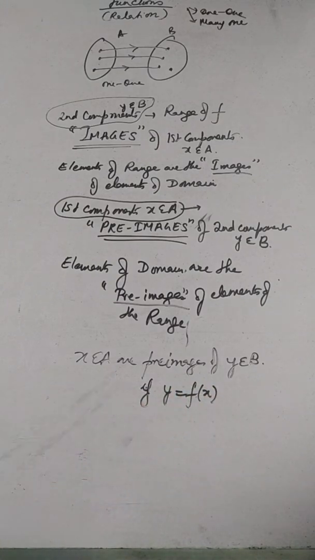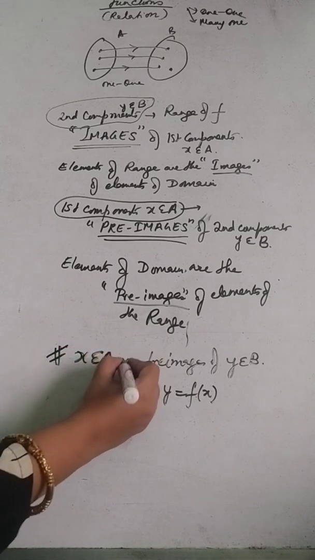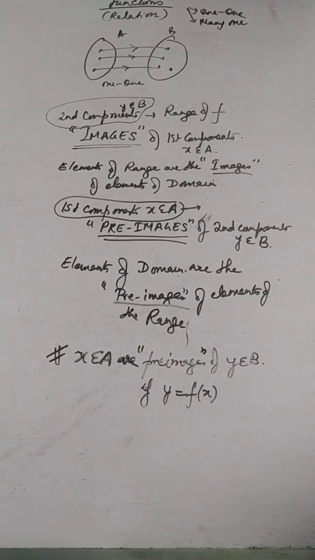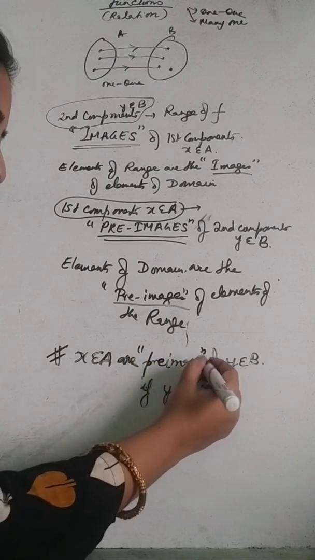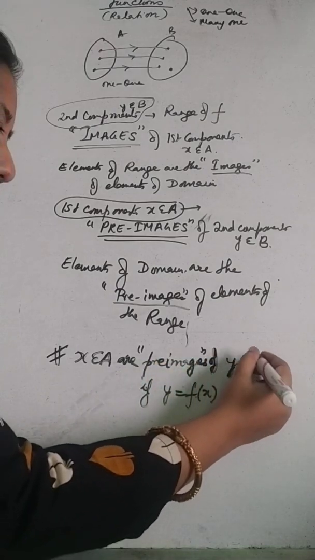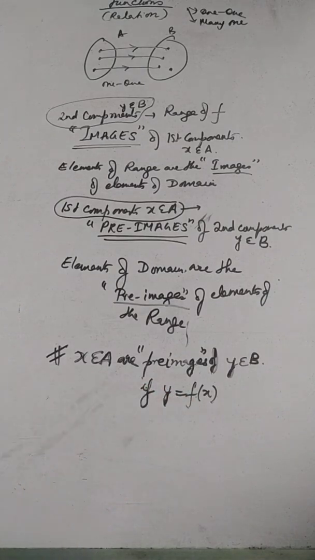Otherwise, they won't be a part of the range, isn't it? So therefore, this also you should keep in mind that x belonging to A will be the first components or the pre-images. I hope you can see. Is it too light? I don't think so. Anyway, they are the pre-images of y belonging to B if y is equal to f(x). If it satisfies that function that is given over there, only then it will be a part of the range, and therefore this is what you have to remember and apply. So we move on to numericals now.